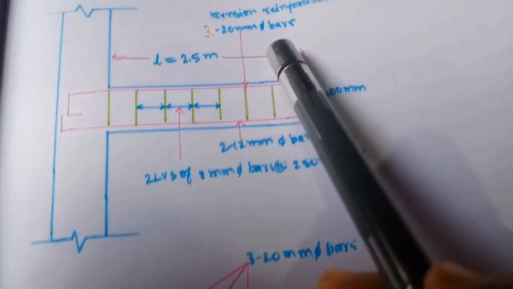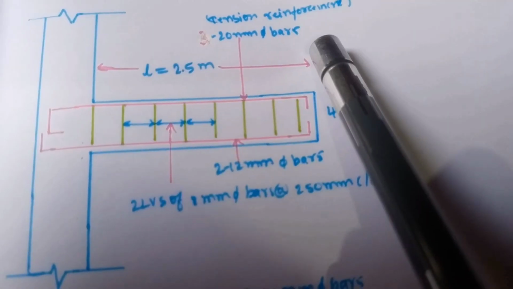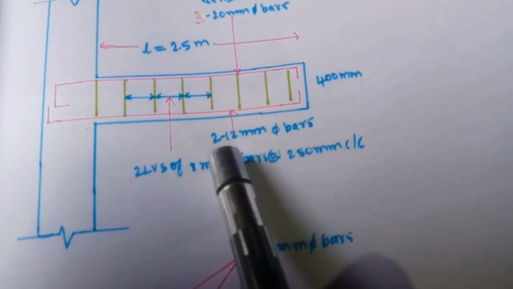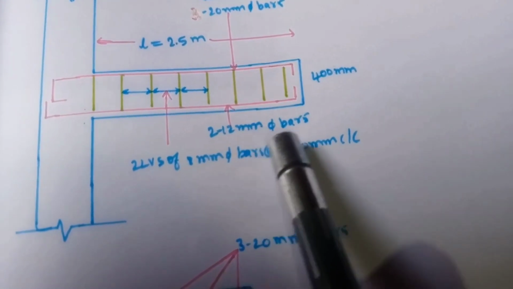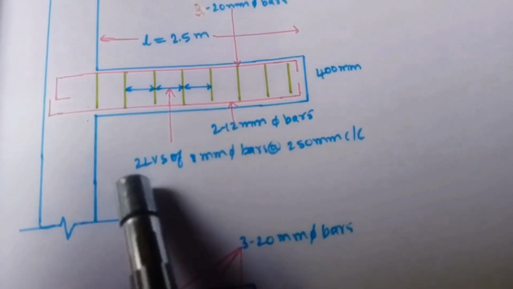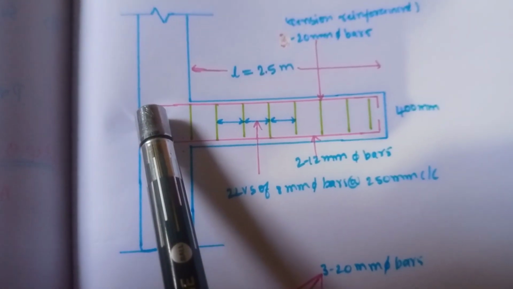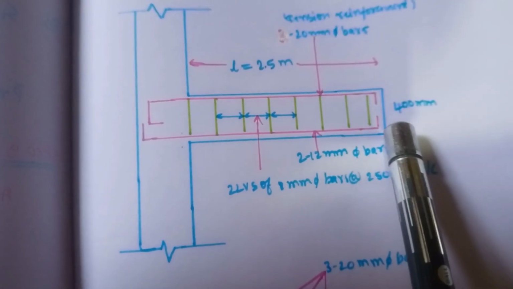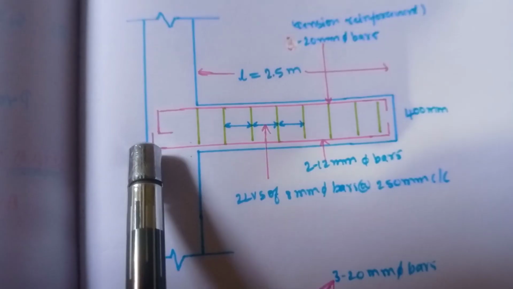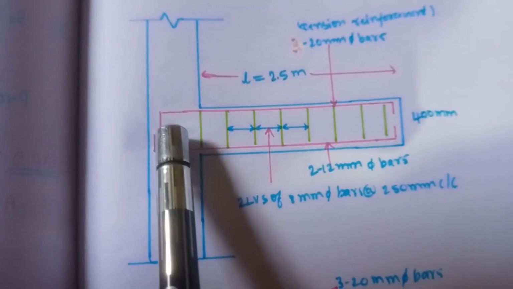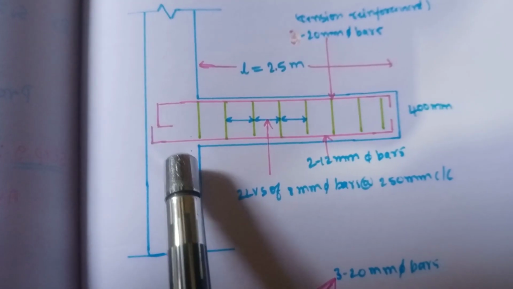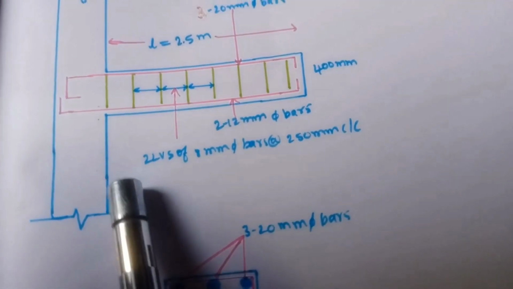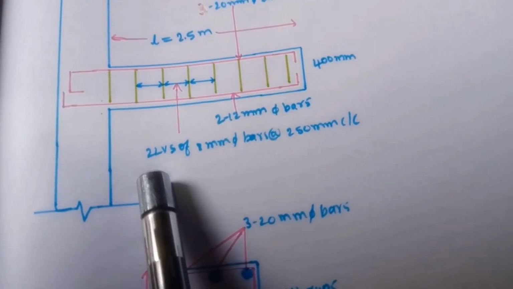And this is the 3 numbers of 20 mm diameter bars at tension zone, that is top side. So in a cantilever beam, the tension zone comes on the upper side. So this is the 2 numbers of 12 mm diameter bars. This is the anchor bar. For development length, it comes here, that is 950 mm. So our overall depth of beam is 400 mm. So we can't provide 950 mm straight. So that's why I have bent it 2 times here, 90 degree here and 90 degree here. This is a longitudinal section diagram of our cantilever beam.